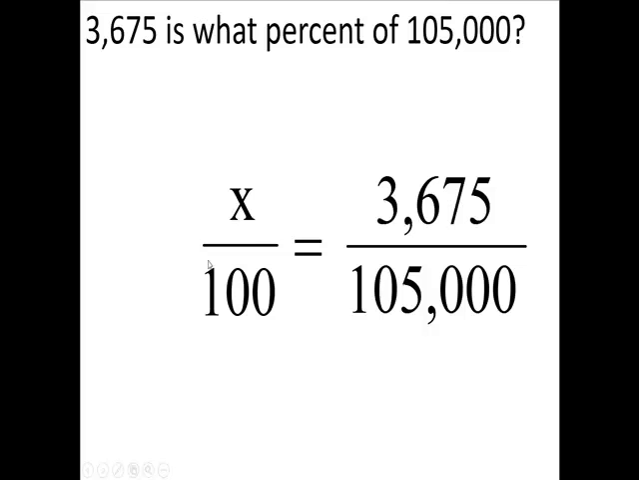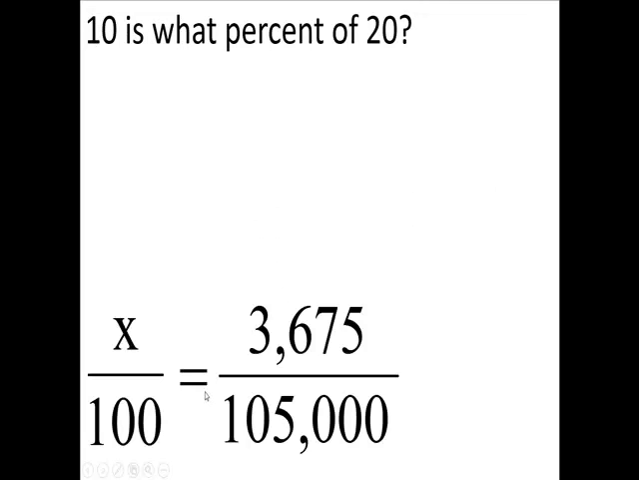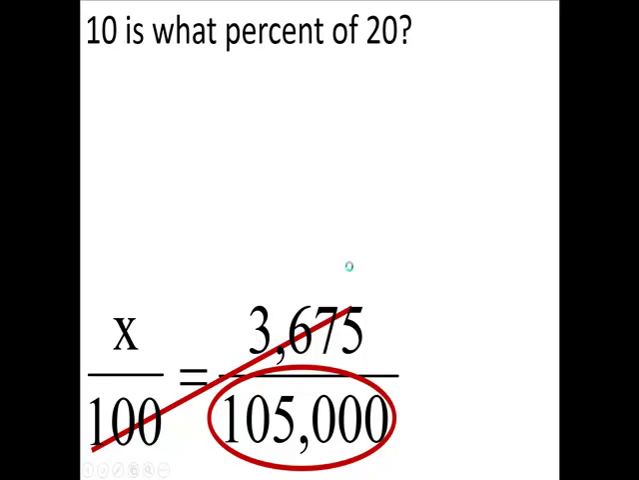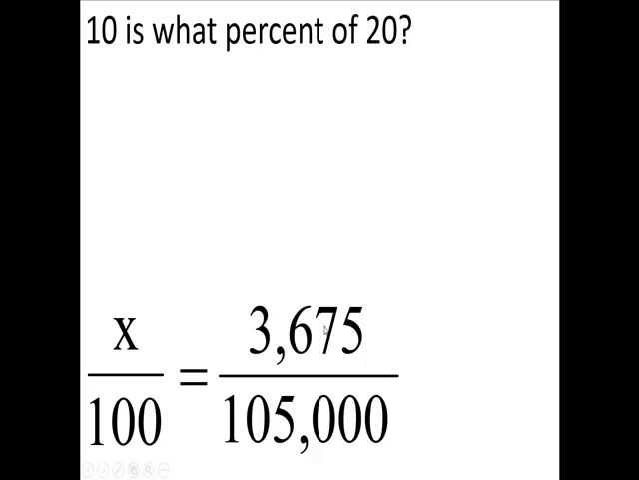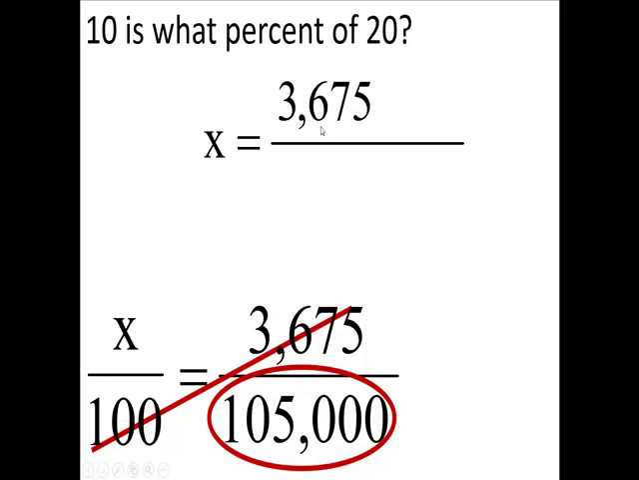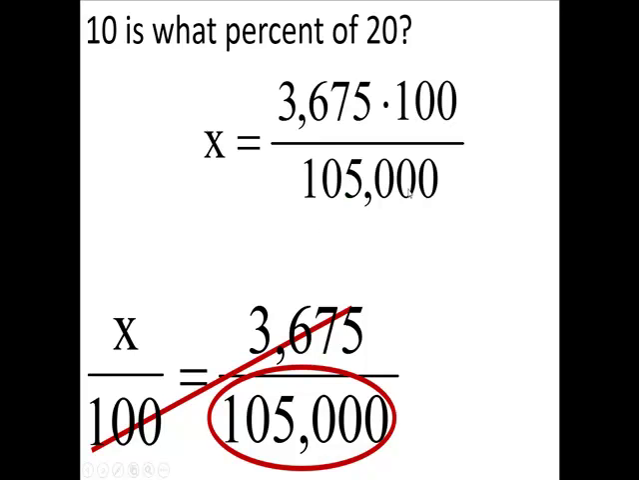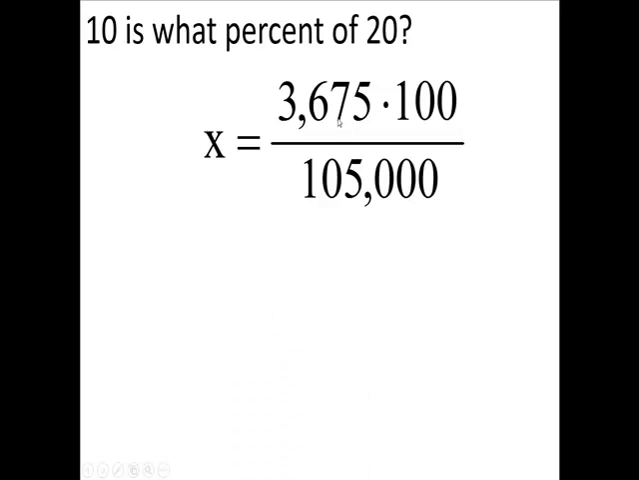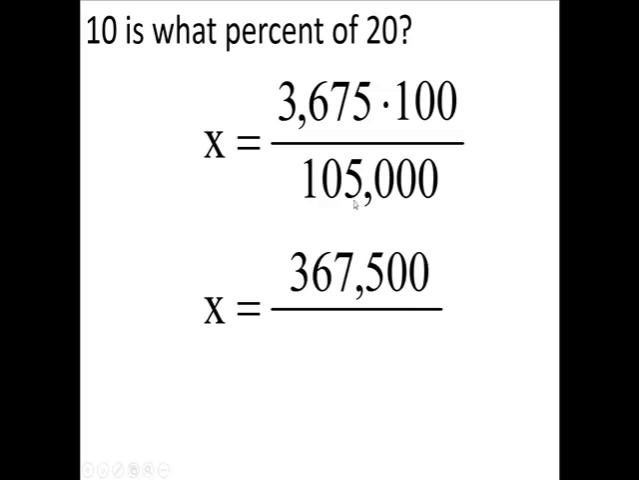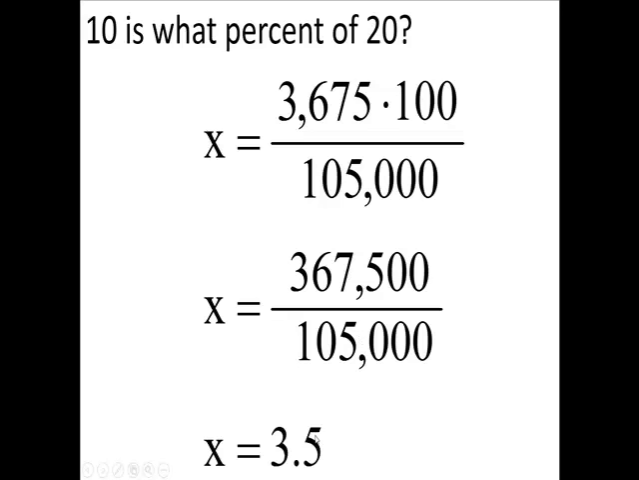And we solve this for x. Now when you solve it for x, we cross multiply these two, and divide by the other one. So I'm going to multiply the 3675 times 100 and then divide by that number. So we end up having 3675 with two zeros on it over 105,000, and when you divide those, you can get a calculator or whatever, you're going to have 3.5. So indeed, it does go up 3.5%.